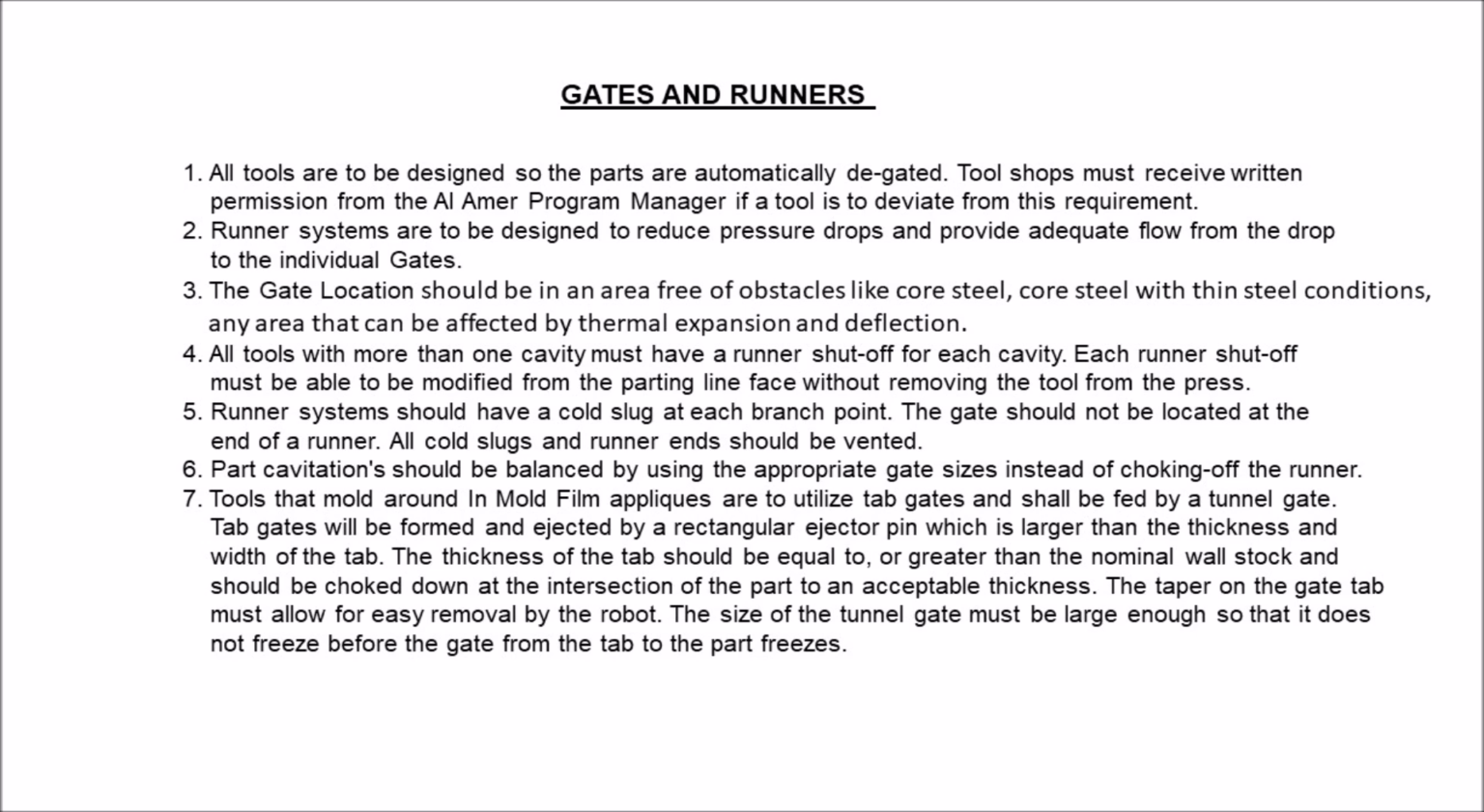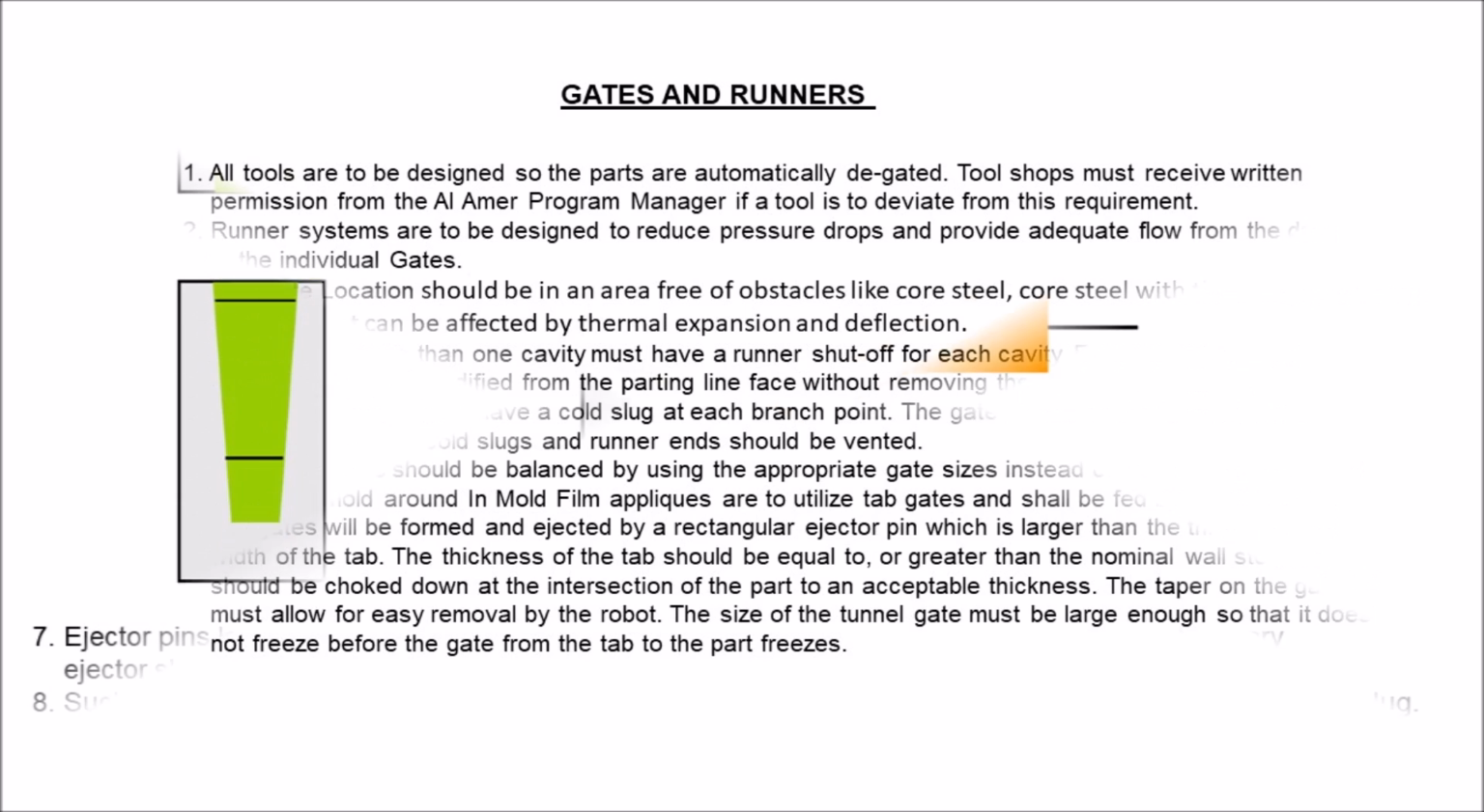7. Tools that mold around in mold film appliques are to utilize tab gates and shall be fed by a tunnel gate. Tab gates will be formed and ejected by a rectangular ejector pin which is larger than the thickness and width of the tab. The thickness of the tab should be equal to, or greater than the nominal wall stock and should be choked down at the intersection of the part to an acceptable thickness. The taper on the gate tab must allow for easy removal by the robot. The size of the tunnel gate must be large enough so that it does not freeze before the gate from the tab to the part freezes.